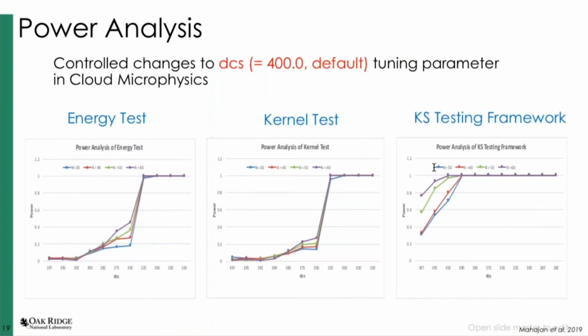We have done this for several other tuning parameter changes too. So this is another example for DCS, which is in the cloud microphysics scheme. And we can again see that the case testing framework has more power and can detect changes going from DCS default value of 400 to a DCS value of 390 confidently with almost 100% certainty.